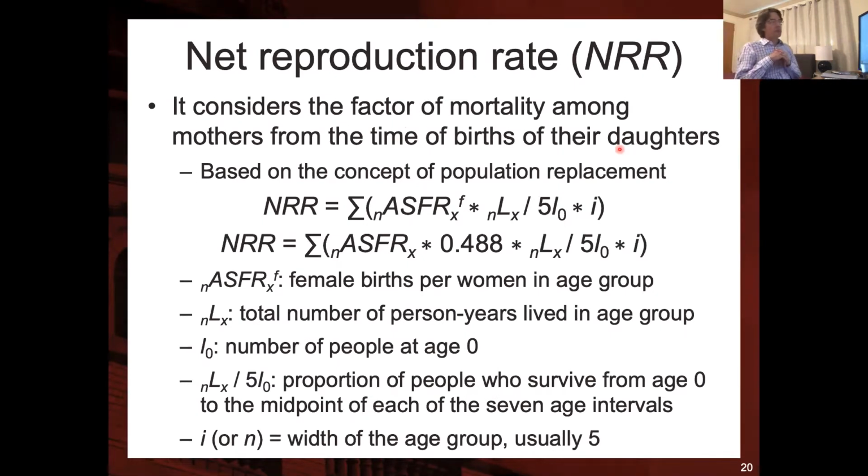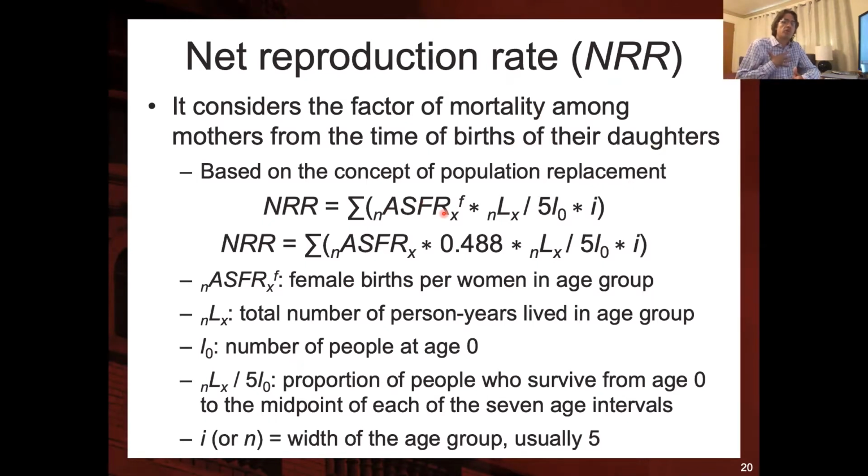The next rate, the net reproduction rate, takes into account the same thing that we saw for the gross reproduction rate. We have the age-specific fertility rates for all the age groups of women, taking into account only female births. But it now considers a new factor: the mortality among mothers from the time of birth of their daughters. The idea is that these mothers who have the chance of having these daughters might not survive until the age of 49.